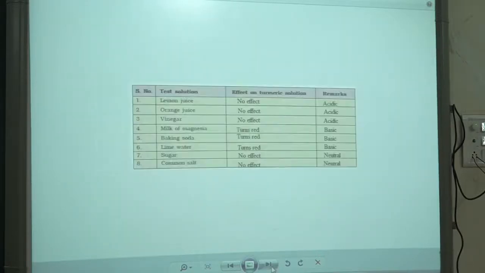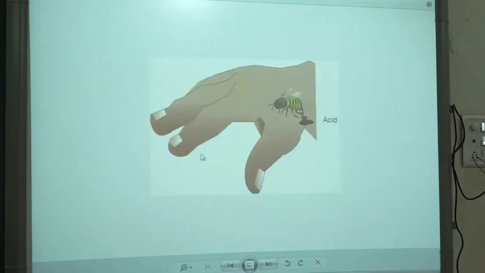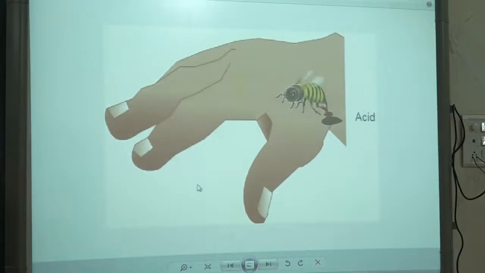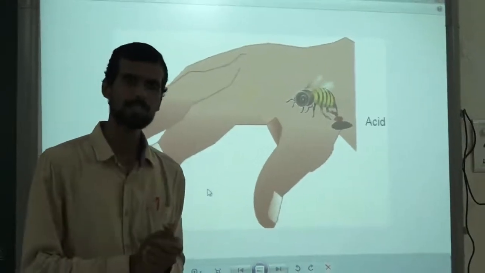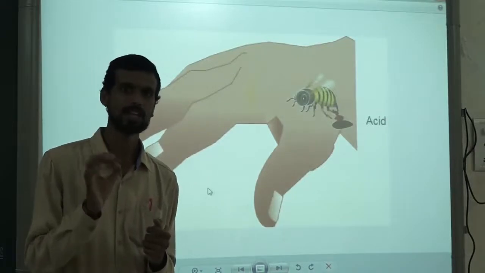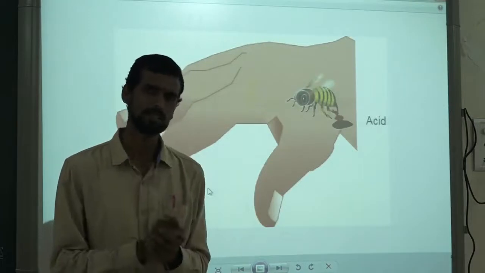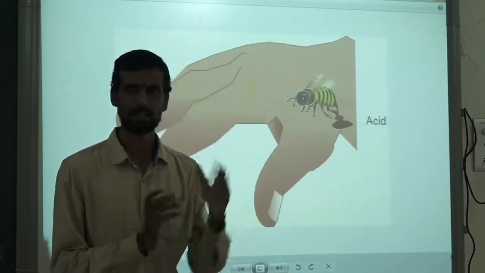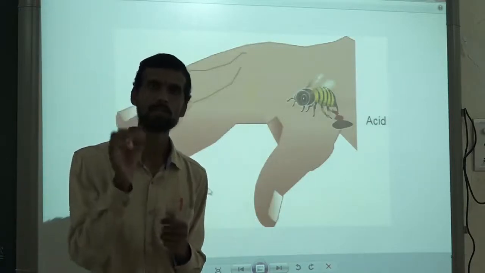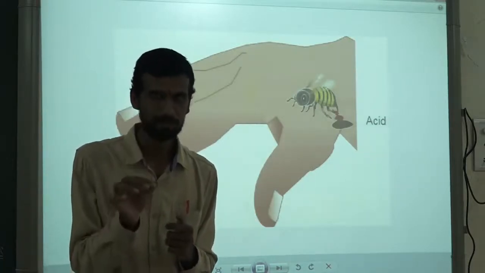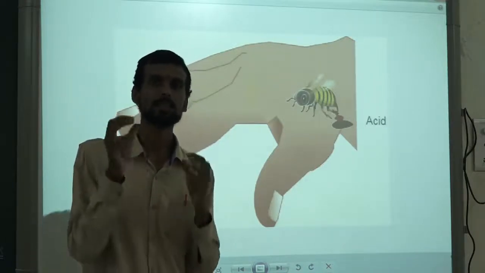Okay, so what is the use of neutralization reaction? Neutralization reaction is used for various purposes. One common purpose is acidity. It treats your acidity. Suppose there is acidity, you take ENO. What does ENO contain? A base. Like in previous slides I told you, milk of magnesia. Milk of magnesia is nothing but magnesium hydroxide. So this milk of magnesia is nothing but a base.